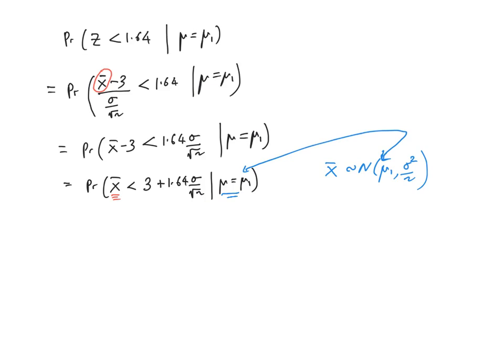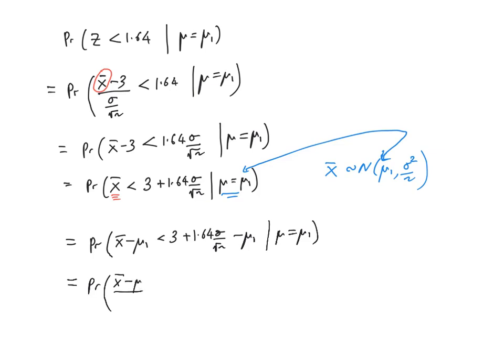So we can now perform standardization here. The first thing when we do standardization is we subtract the mean. So we have x bar minus mu1 is less than 3 plus 1.64 sigma over root n minus mu1, all conditional on the fact that the true underlying mean is mu1. And then we standardize by dividing through by the standard deviation. So that's x bar minus mu1 over sigma over root n is less than 3 plus 1.64 sigma over root n minus mu1, divided by sigma over root n, given that mu equals mu1.